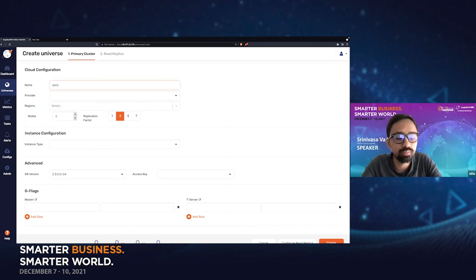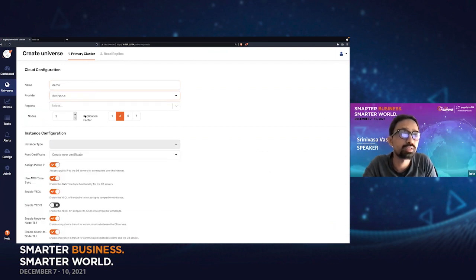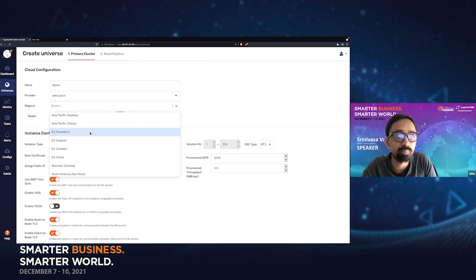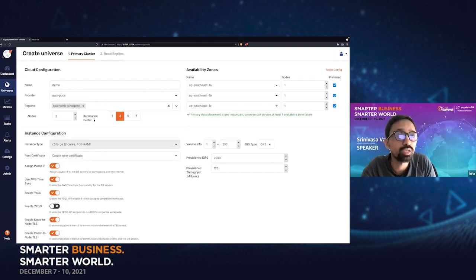So it's just a name that you give, and then you select your appropriate cloud provider. In this case, it's AWS. And once the cloud provider is chosen, these are all the regions that AWS operates on. So it populates all the supported regions of AWS, and then you can select your own region. And once the region is chosen, it populates the availability zones in that region: AP Southeast 1A, 1B, 1C for Asia, Singapore.